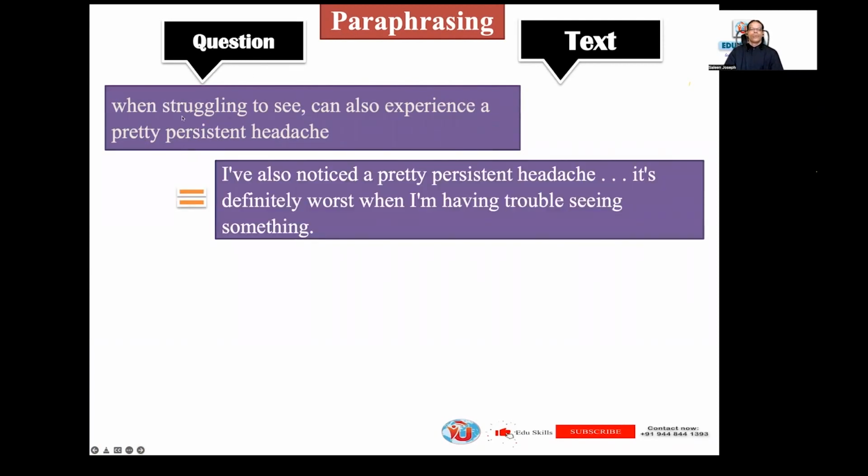See, question says, when struggling to see, can also experience a pretty persistent headache. But the audio says, I have also noticed a pretty persistent headache. It's definitely worst when I am having trouble seeing something. When struggling to see. So same thing being paraphrased.